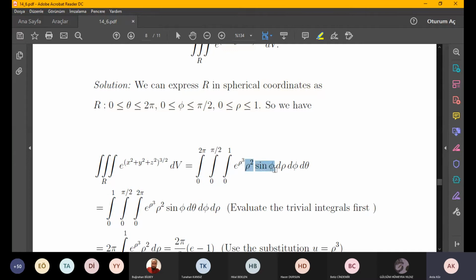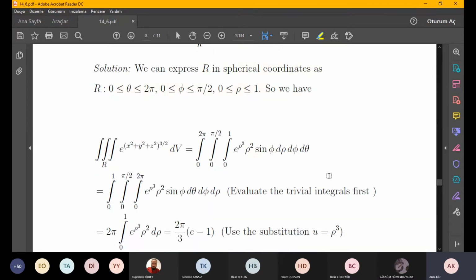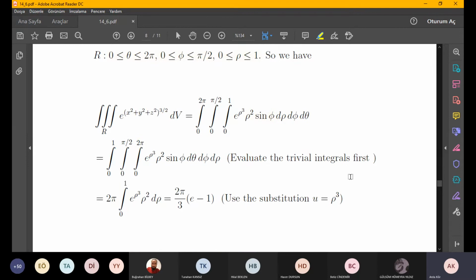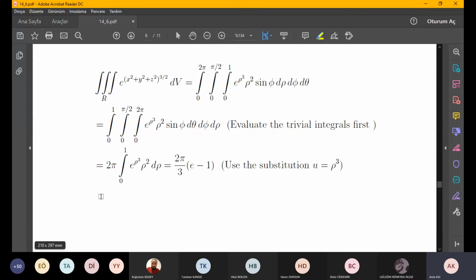So now the rest is just a simple integration, starting with the inner integral. And for the last step, you need to have that substitution where you let u as rho cubed, and then you can calculate this integration in spherical coordinates in a, of course, quick way.